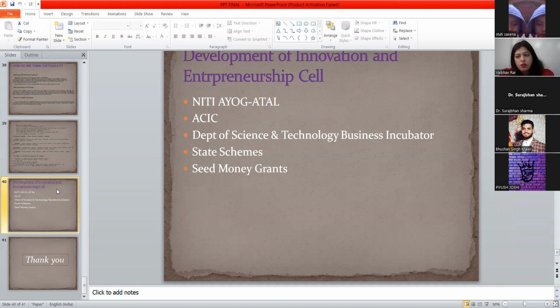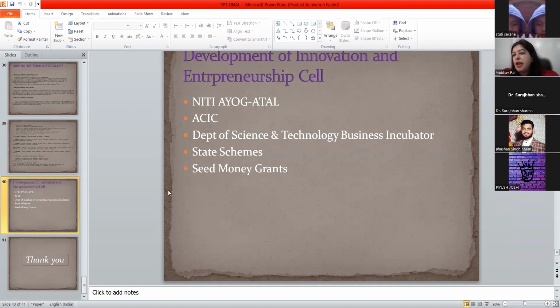Now there are various fundings that can be received for the incubation and the startups. First is the Atal Incubation Centers. The Atal can give you a grant up to 5 crores for your incubation. Then we have the ACIC, which provides about 2.5 crore funding to the private sectors. Then we have the TBI, or Department of Science and Technology Business Incubator. This funds all the startups that are technology based, and they can give you funding up to 4 crores.